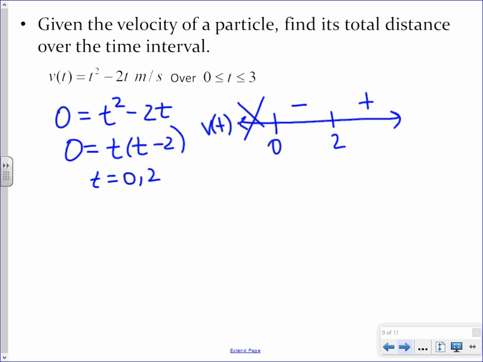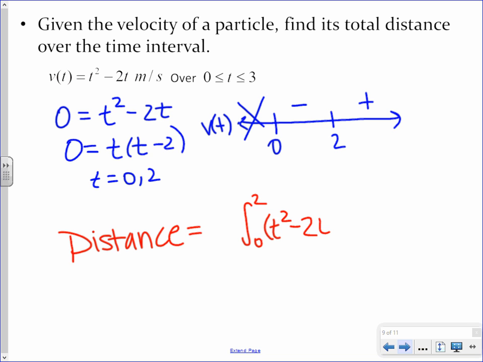Okay. Since we have broken our velocity up into two different intervals, one that's negative and one that's positive, we're going to need two different integrals. Okay? So our distance, okay, we have an integral from 0 to 2 of t squared by 2. And we have an integral from 2 to, we're only going to go to 3, right?